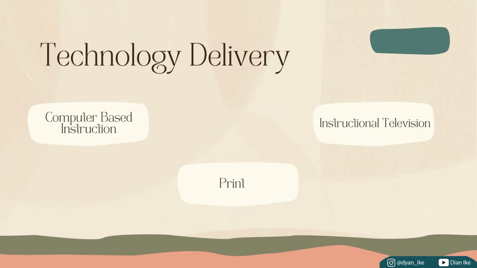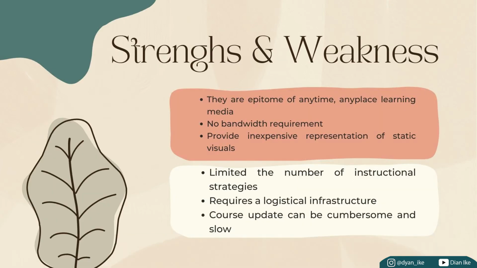Next is print. This is the oldest media in distance learning, for example, books. The strength of using print is that it is the epitome of anytime, any place learning media. It means it is not difficult to use. You can use it anytime, any place, and there is no bandwidth requirement. There is no internet access required to use this kind of media, and it also provides inexpensive representations of static visuals. So you don't need any hardware or computer to make a certain print media.